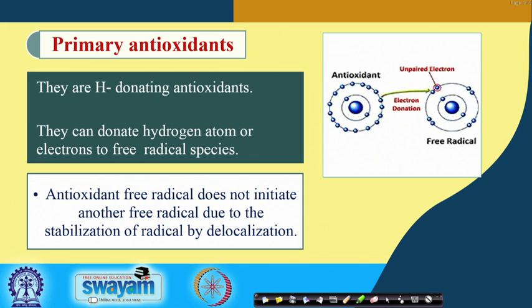The primary antioxidants are normally hydrogen donating antioxidants. As you can see in this figure, they can donate hydrogen atoms or electrons to free radical species. The antioxidant free radical does not initiate another free radical due to the stabilization of the radical by delocalization.